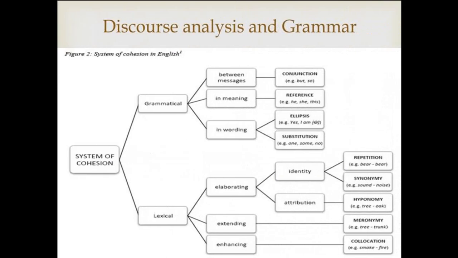As I mentioned in the previous lesson, you can see the whole table of the system of cohesion. In the previous lesson we talked about grammatical cohesion in meaning, reference. Today we're going to talk about the system of cohesion, grammatical and in wording: ellipsis and substitution.